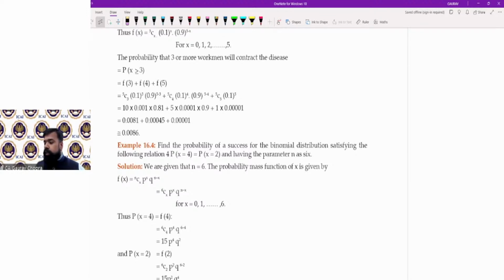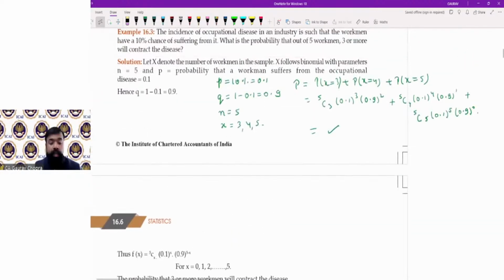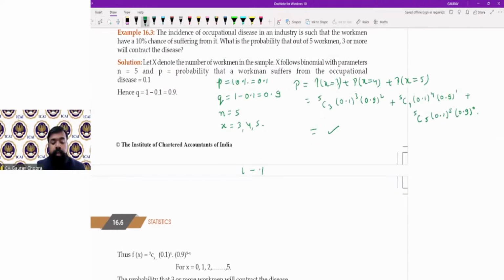Then Aditya says, can we do 1 minus the others? Yes, you can do that also. If you want to do that way, it will be 1 minus P(X=0), 1, and 2. So in both the cases, we have to solve three calculations. Here, 3, 4, 5, three calculations. Here, 0, 1, 2, three calculations. So it will be same efforts. Same efforts will be used. So you can use any one.